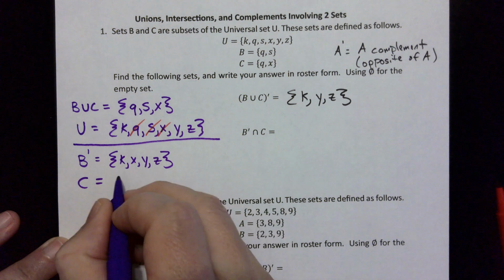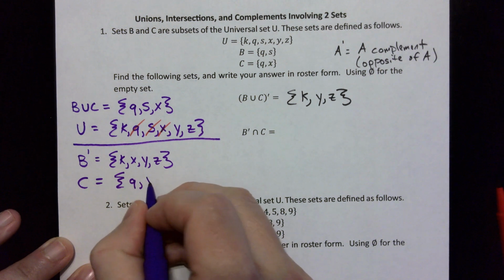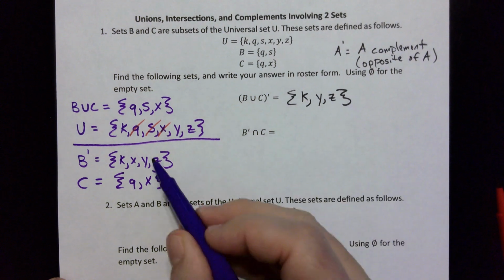Let me write C just below this so we can see it kind of close here. So C has Q and X in it. In order to have an intersection, I need to only write down the elements that show up in both of these things. That's the intersection. It needs to show up in both.